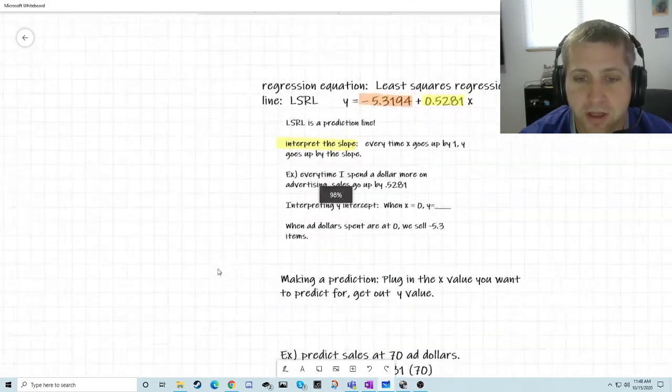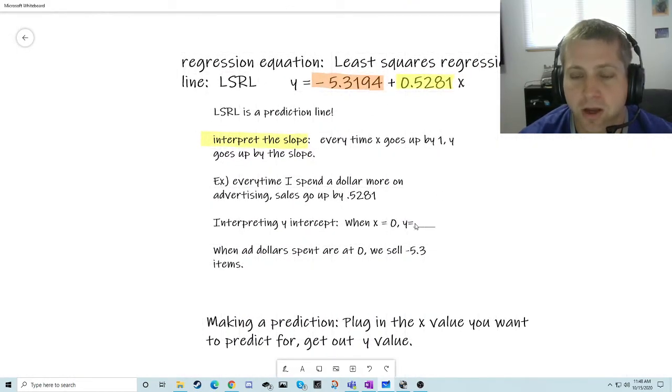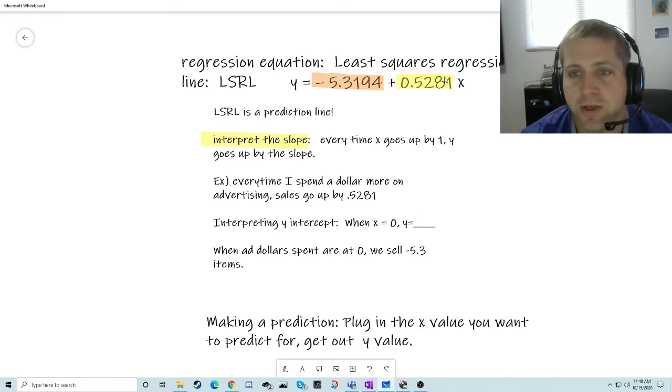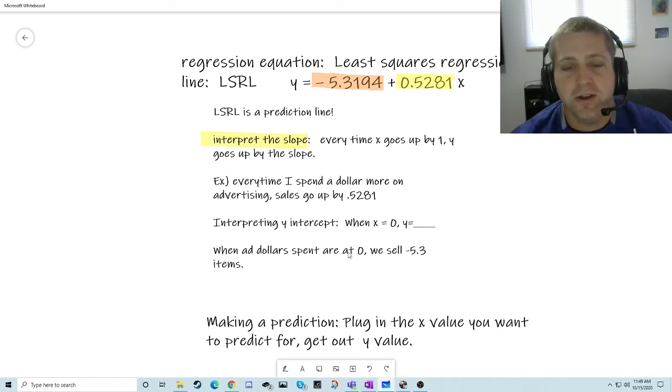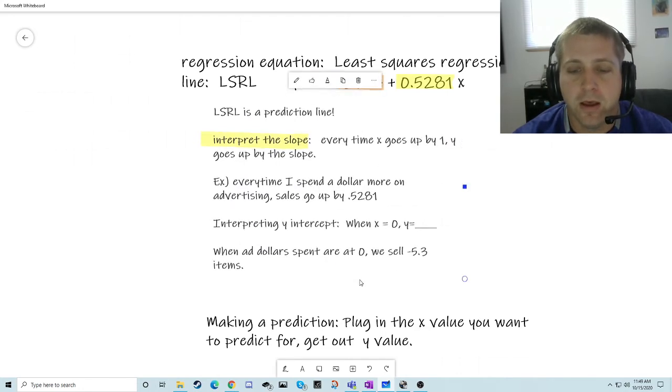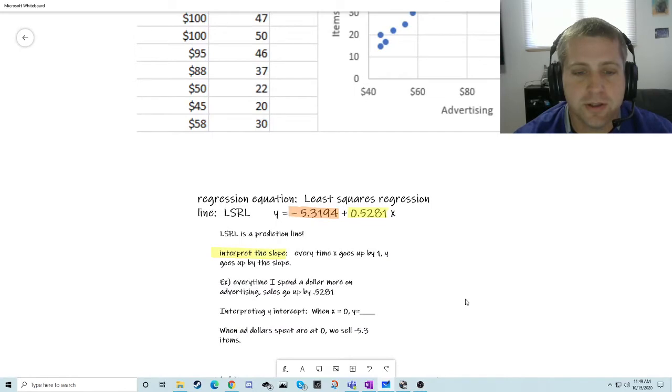So the y-intercept is just when x equals 0, y equals blank. And you always want to interpret in context. That's because when x is 0, it wipes out this whole term, and you're left with just the constant. So when ad dollars spent are $0, we sell negative 5.3 items, because that's the y-intercept there, the negative 5.3.